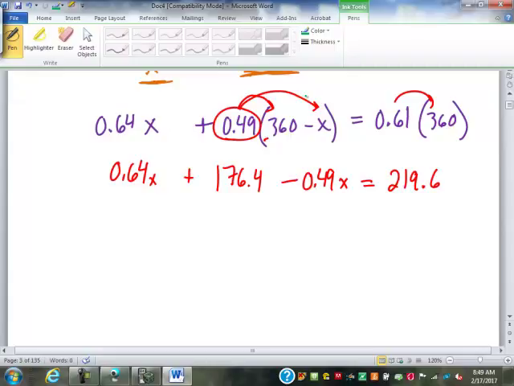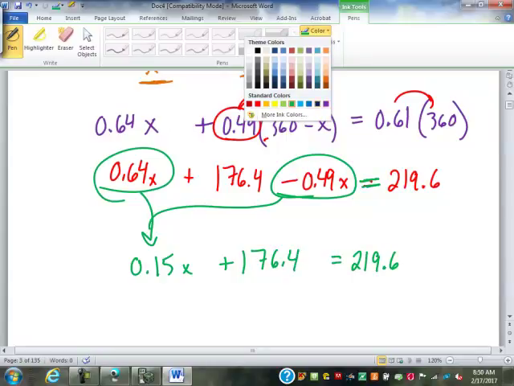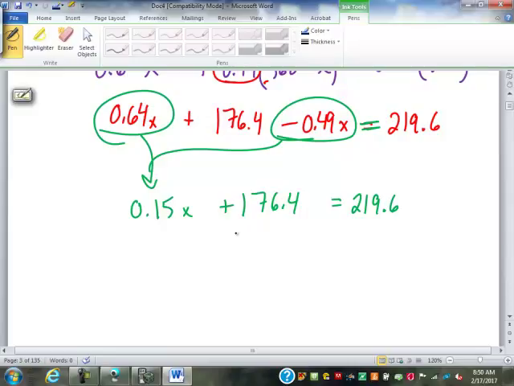Now I can't quite solve it yet because the variable still appears twice. But I've got 0.64x and negative 0.49x, both on the same side of the equal sign. So I can just combine them. So 0.64 minus 0.49 is 0.15x. We still have the positive 176.4 equals 219.6. And now we go about solving it. What do we do first? Subtract the 176.4. So it's gone. We got 0.15x.